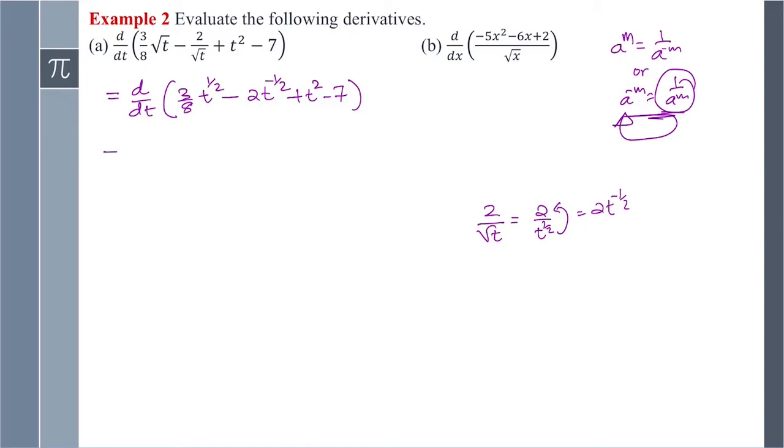Now, if we find the derivative, this is 3/8. The derivative of t to the 1/2 is 1/2, so that power comes down here. Then t to the 1/2 minus 1, which is negative 1/2, minus 2 times negative 1/2 t to the, so we already have negative 1/2, and when we subtract 1 from negative 1/2, we get negative 3/2, plus 2 times t, minus 0, because the derivative of 7 is a constant, so it's 0.